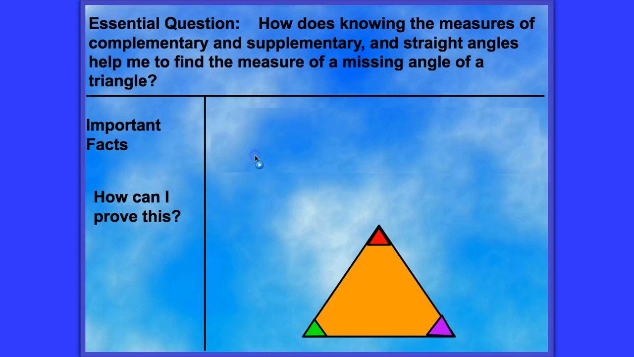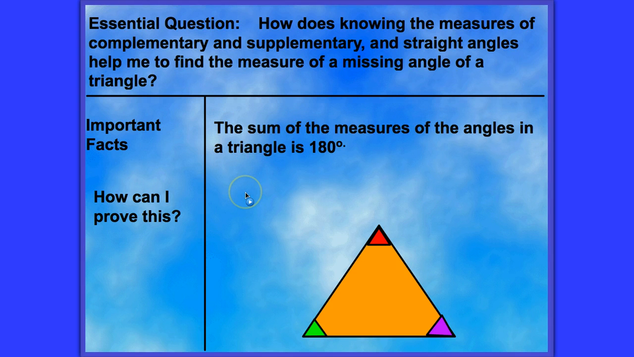Well, the sum of the measures of the angles in a triangle is 180 degrees. This would apply to any triangle. All triangles, doesn't make any difference what kind they are, are going to equal 180 degrees. So now that you've got this piece of information, how will you be able to prove that the total measure of any triangle is 180 degrees?